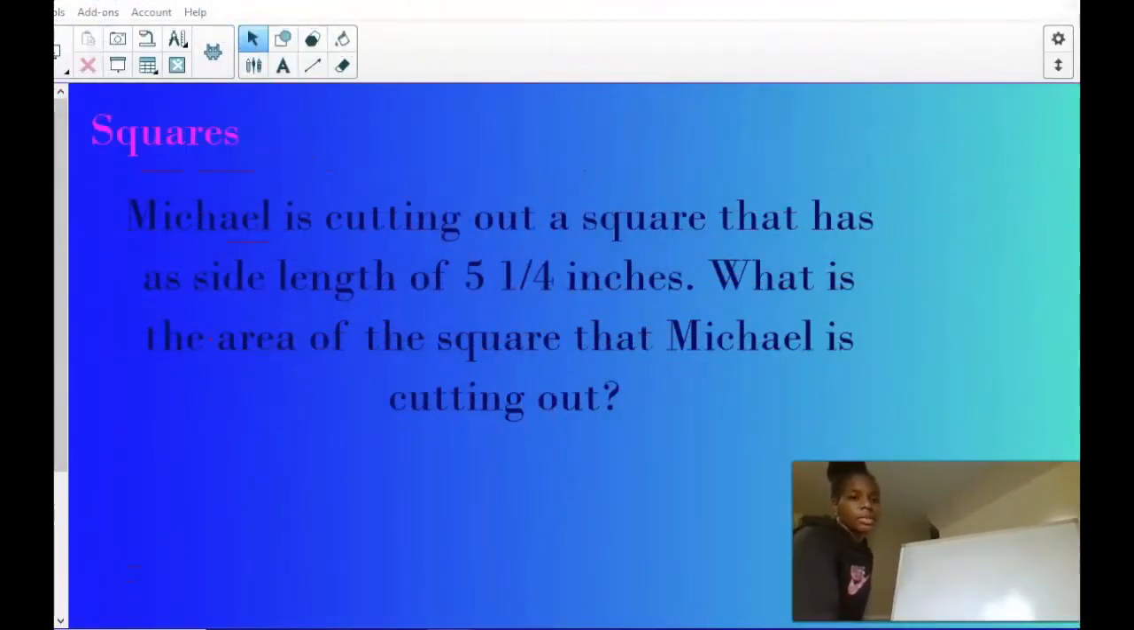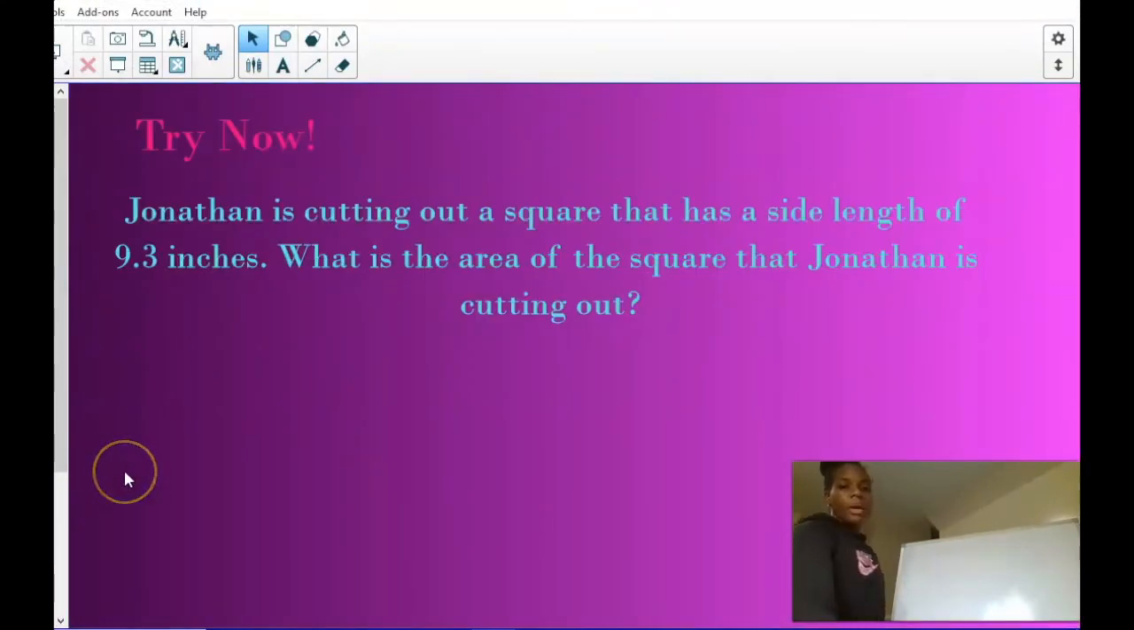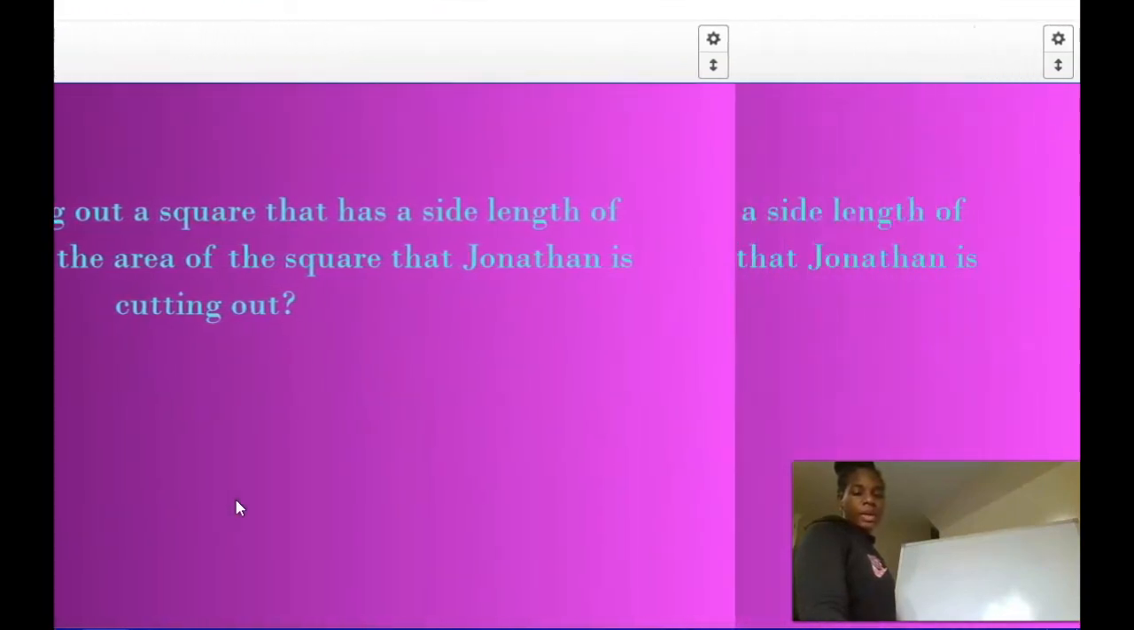All right, so now I want you guys to try this problem on your own. Again, draw your picture, then multiply out your numbers together. I'll read it. Jonathan is cutting out a square that has a side length of 9 3/10 inches. What is the area of the square that Jonathan is cutting out? I'll pause and give you guys a moment to do it on your own.